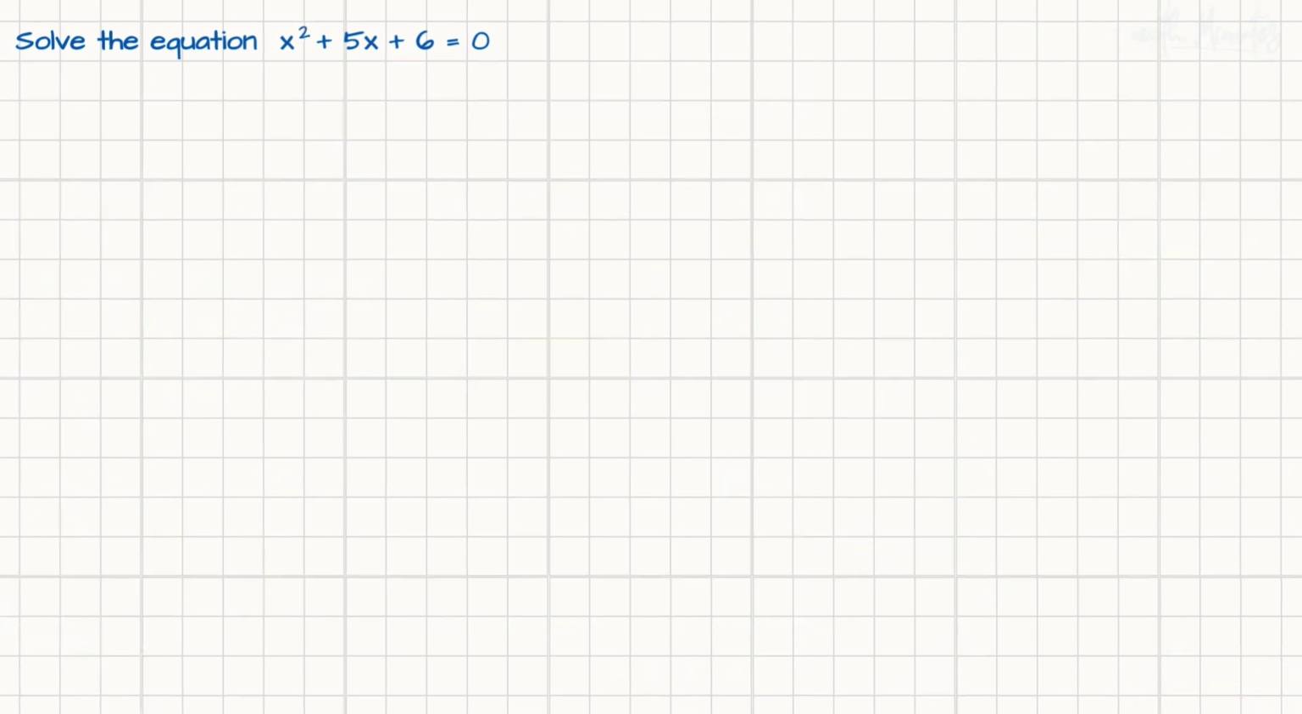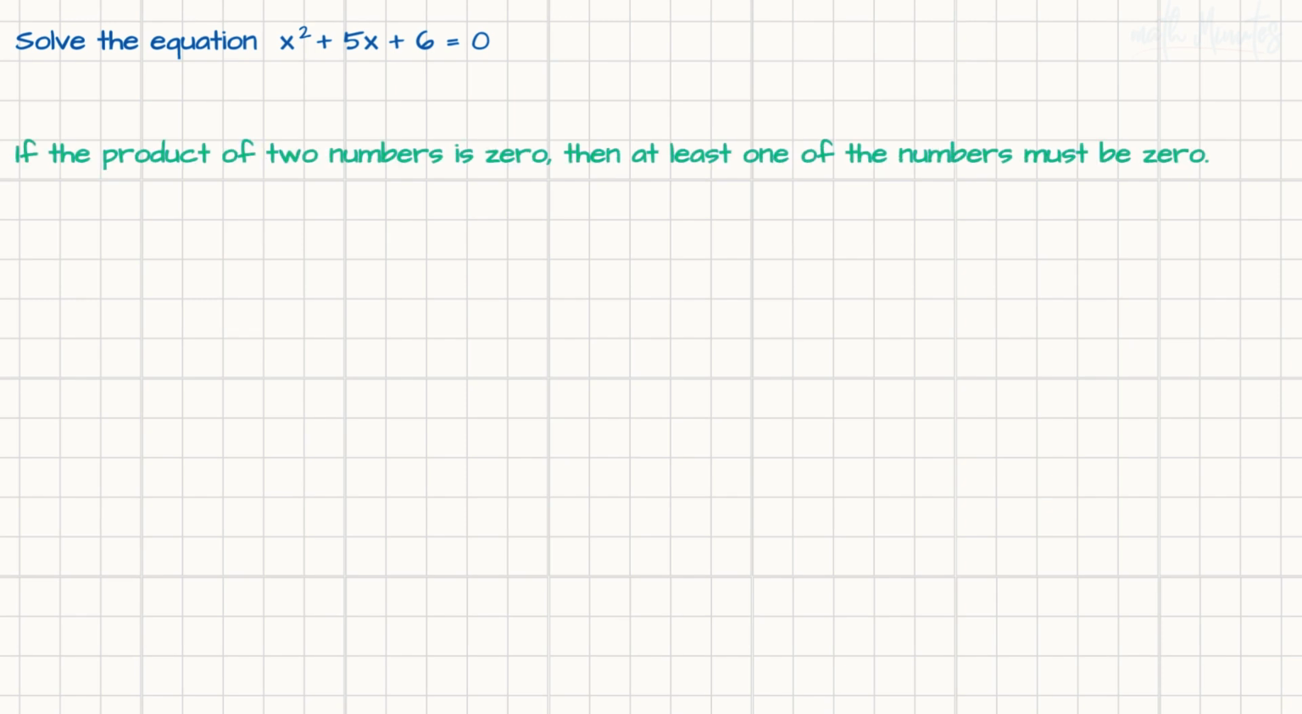Once we have factorised the quadratic equation, we can use the fact that if the product of two numbers is 0, then at least one of the numbers must be 0. This is called the zero product rule, and essentially what it says is that if px plus q times rx plus s equals 0, then either px plus q equals 0 or rx plus s equals 0.